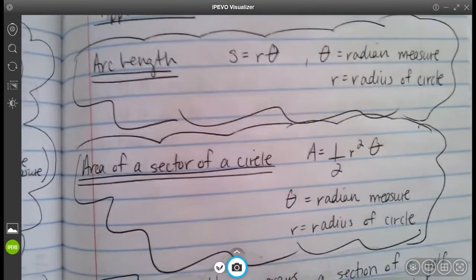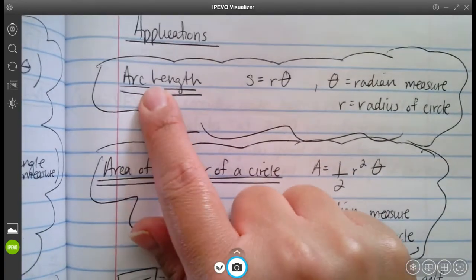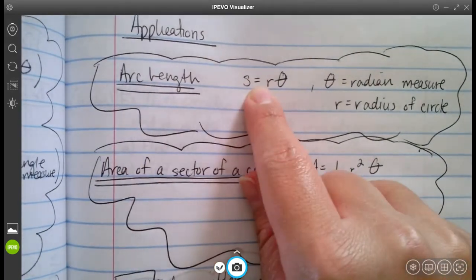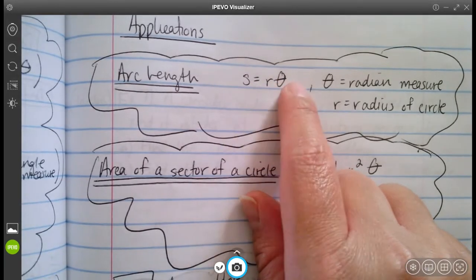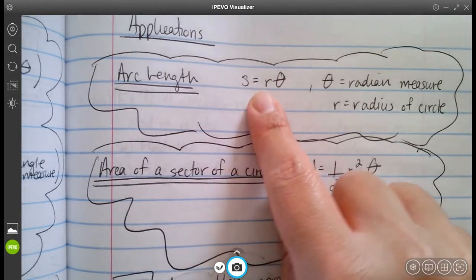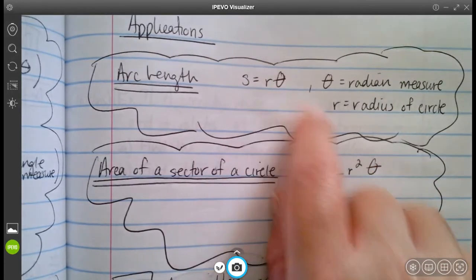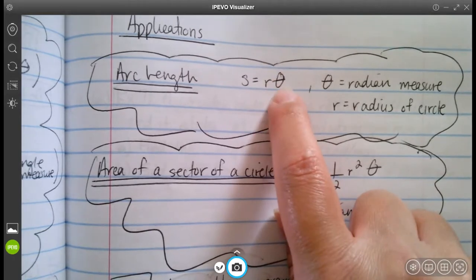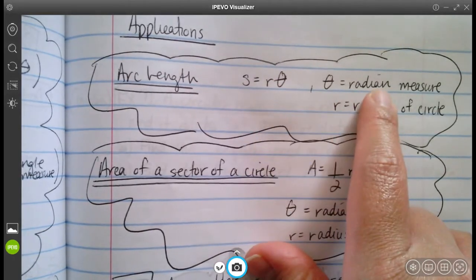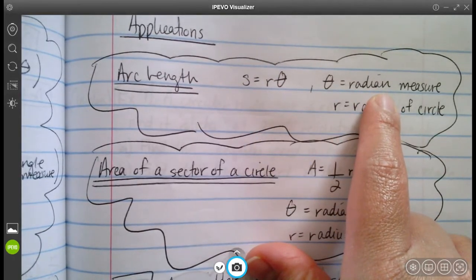Before we do the problem, though, we have to have some formulas here. Arc length is basically the radian measure times the radius. So whatever the r is, that's going to be our radius of the circle. The theta, which is this symbol here, is the radian measure. So you're thinking something with a pi.